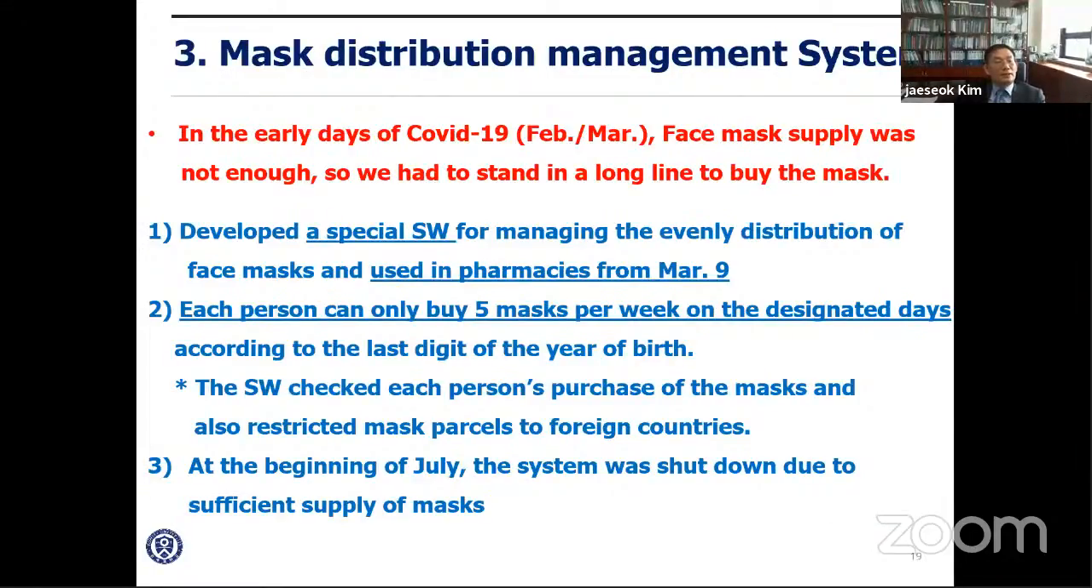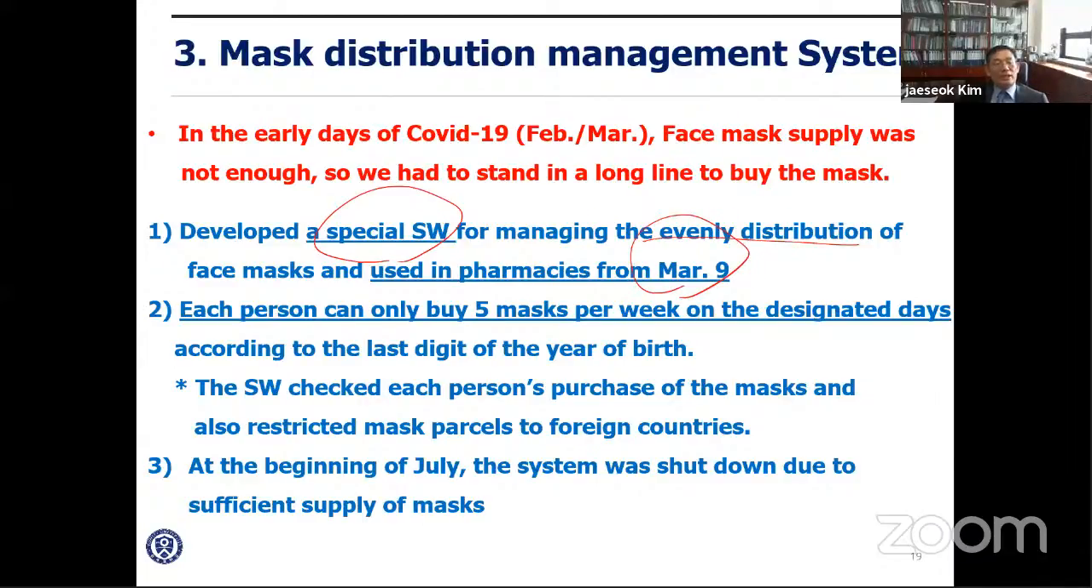The next one is the mask distribution system. In the early days of COVID, which is February and March, the face mask supply was not enough. So we had to stand in long lines to buy masks because each pharmacy was supplied only 200 masks per day, and each person could buy only 2 masks at a time. So the government quickly developed special software for managing the even distribution of face masks and used it in pharmacies from March 9.